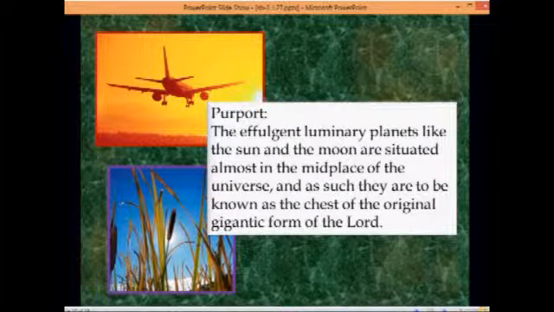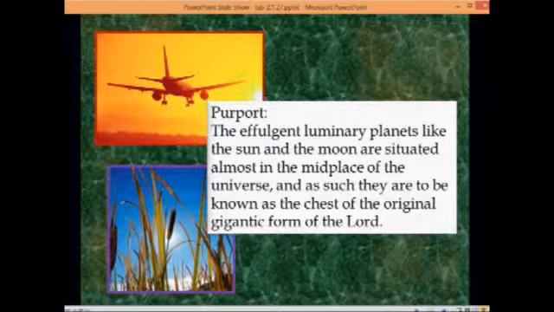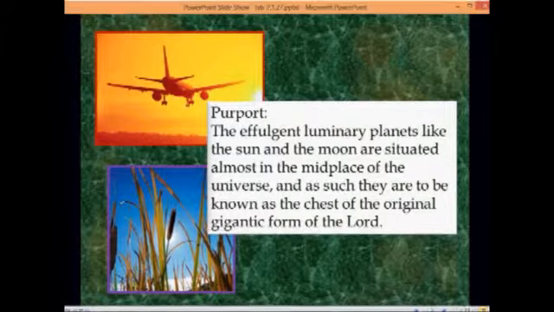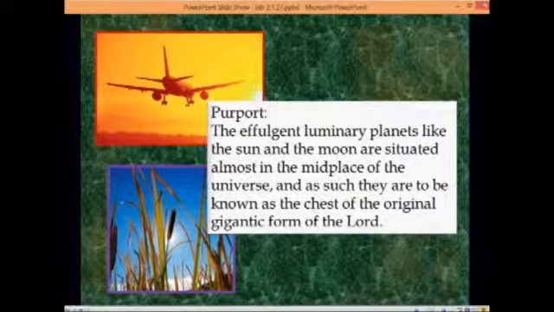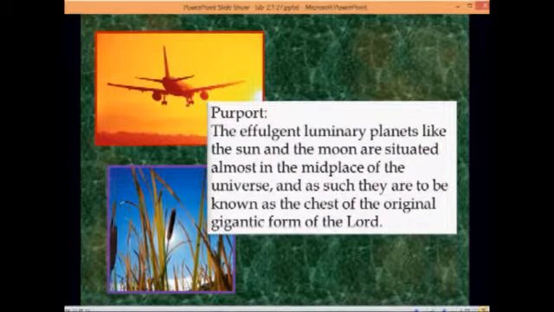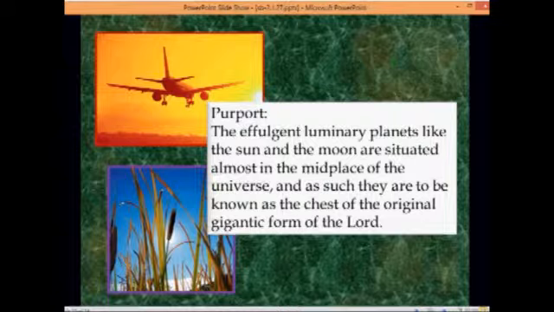Almost in the mid-place of the universe, and as such, they are to be known as the chest of the original gigantic form. So I think we take the body as standing up, but these guys take the body as sitting down. If you sit down and put your legs into a lotus posture, then the middle is the chest. The stomach's almost on the bottom like that. Yeah. So we're so passionate, we've got to be on our feet.